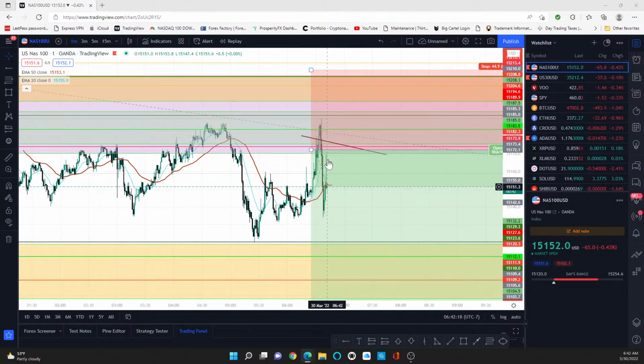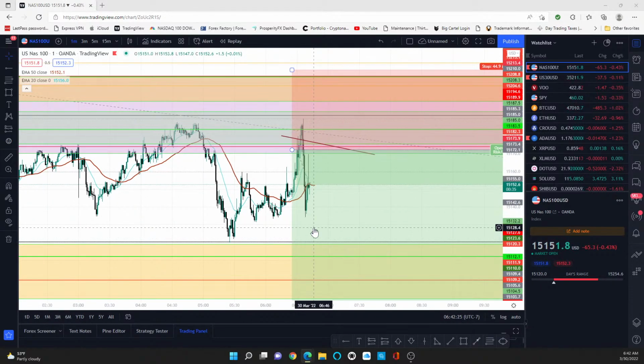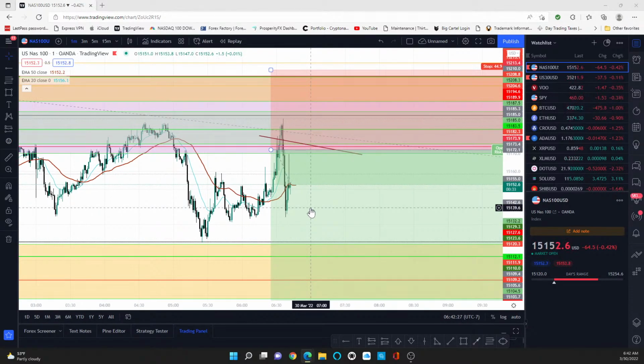I mean, it could still push up, right? We obviously know there's a lot of pull to the upside. We still have buyers in the market. So, shit, let's see.